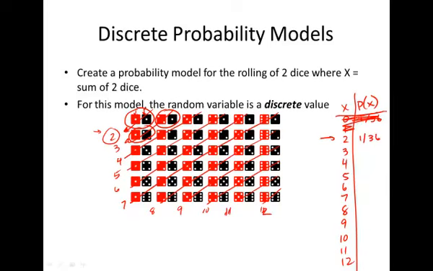So this is 1/36. There are 2 out of 36 that add up to 3. There are 3 of them that add up to 4, 4 of them that add up to 5, 5 of them that add up to 6, 6 of them that add up to 7. Then we're back to 5 that add up to 8, and so on. And finally, for 12, there's only 1, right? So this is the probability distribution for the sum of the 2 dice.